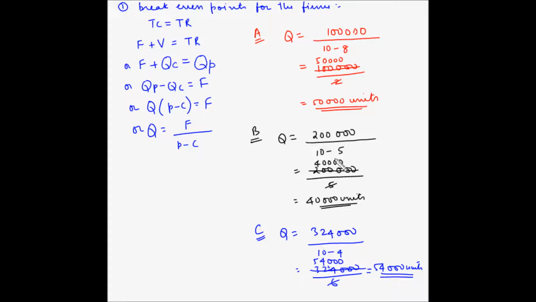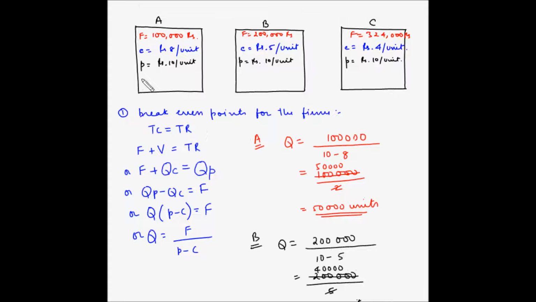Firm B will break even after it has produced 40,000 units. And firm C will break even after it has produced 54,000 units. So BEP is 50,000 units. Here BEP, for break-even point, is 40,000 units. And for C, BEP is 54,000 units.